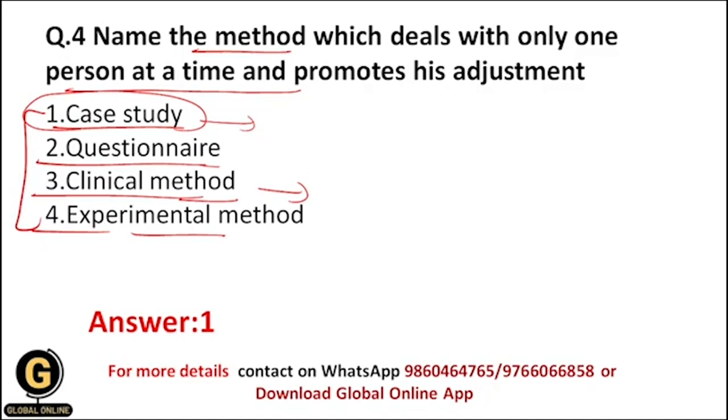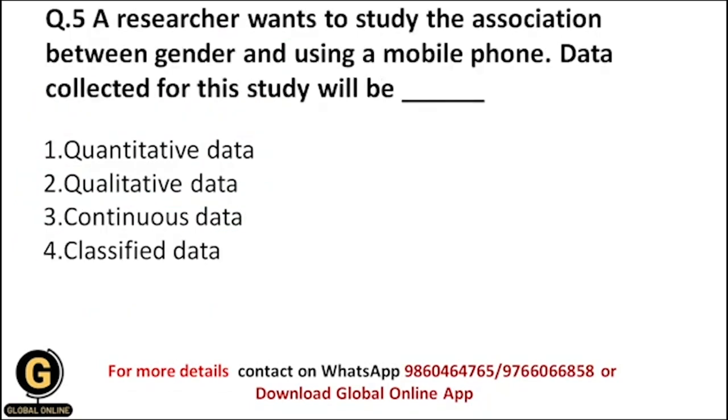Fine. And within the experimental method, the researcher can study the relationship between variables, the researcher controls the variables, and the researcher statistically tests the hypothesis. So lots of things can be done within the experimental method, but your correct answer over here is case study.